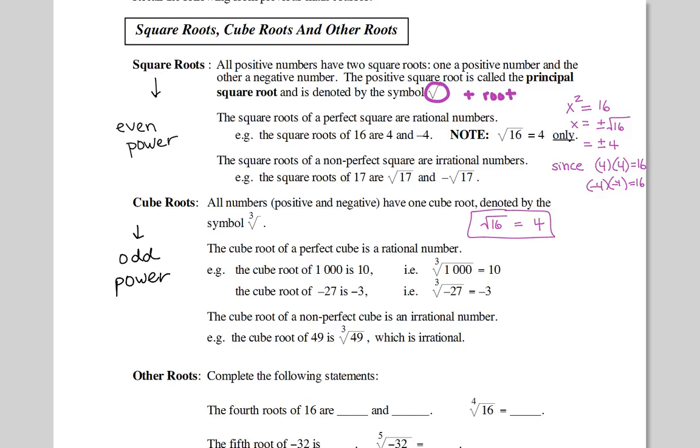Now, for the odd powers, 3 and 5 and 7 and so on, you're allowed to take the cube roots or the fifth roots or the seventh roots of negatives. Whereas for the even powers, 2, 4, 6, and 8, you can't do that. Okay? So make a note of this. The square roots of negatives. Does that even say it in there? No. So let's just put that in there.